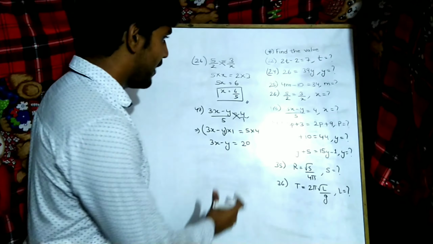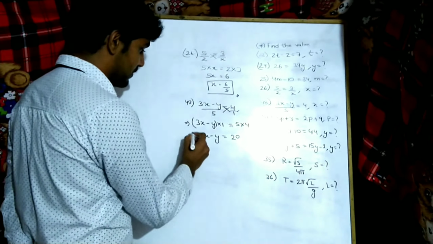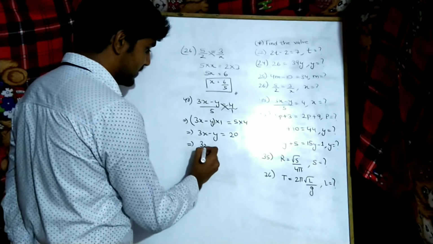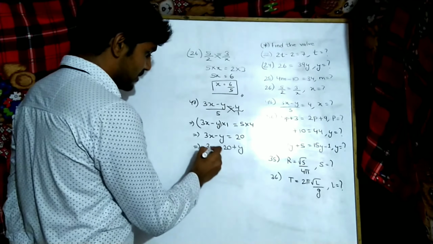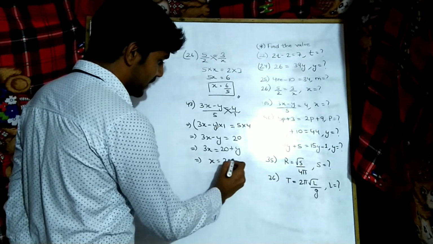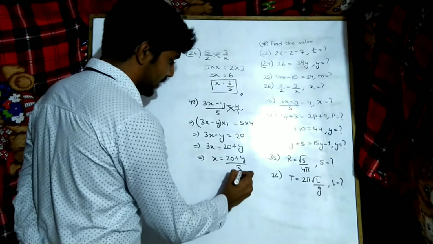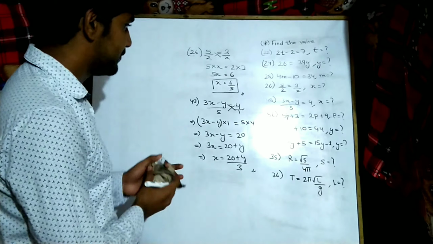Okay. Now we have to find here x value. So this minus sign goes that side becomes plus. So 3x is equal to 20 plus y. Okay. Now this multiply goes that side becomes division. So x is equal to 20 plus y by 3. Okay. Clear everyone?